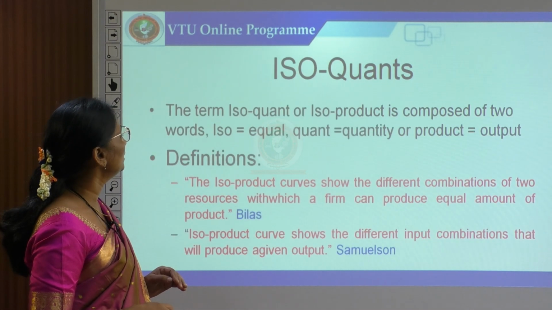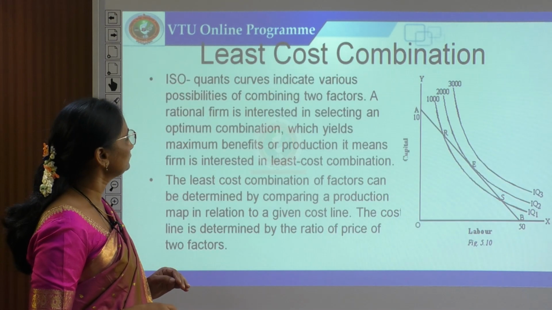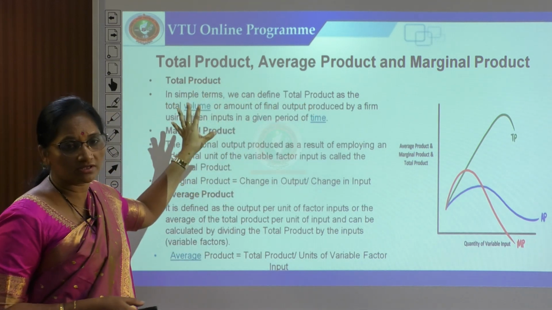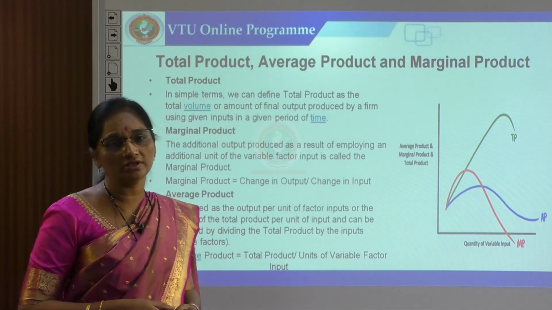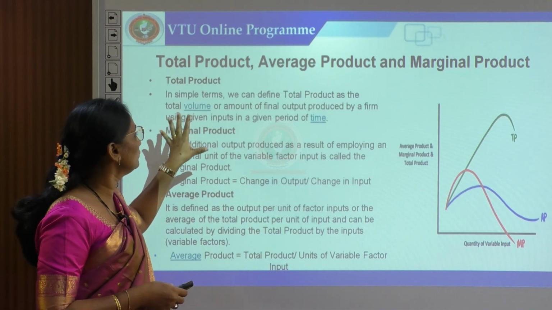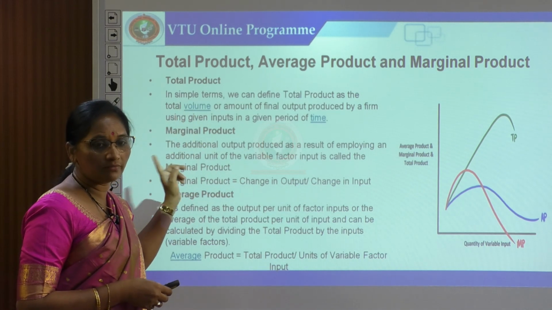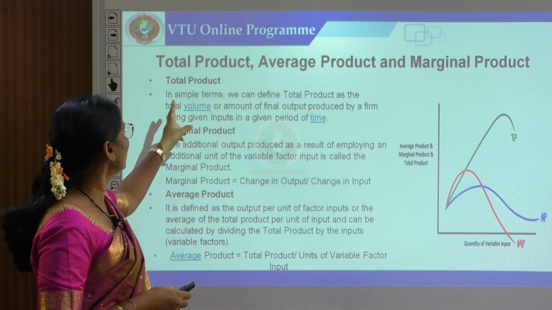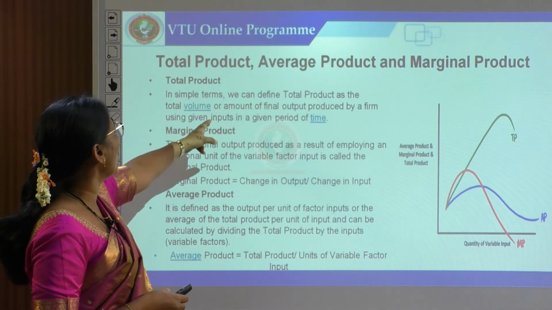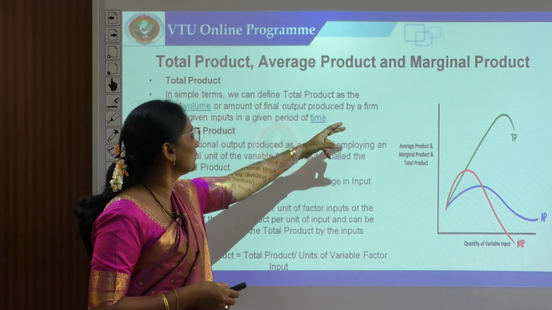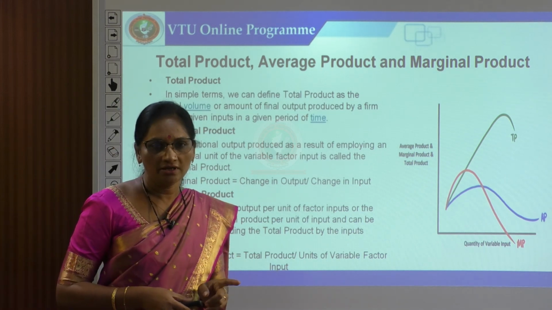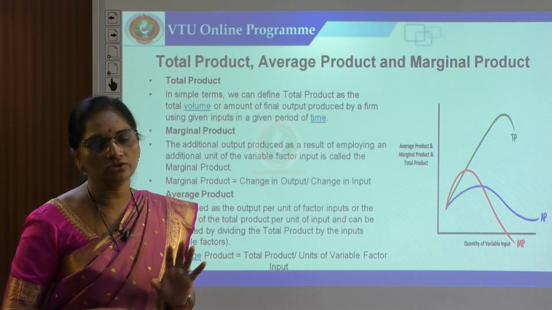So, the concepts called marginal productivity, average product and total product are what we use to understand the short run production function. You need to understand what exactly total product, marginal product and average product are. What is total product? In simple terms, total product is the total volume or the amount of final output produced by the firm using given inputs in the given period of time. This is most important to understand.